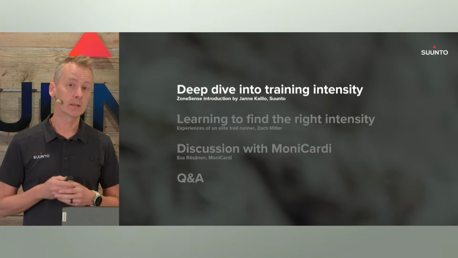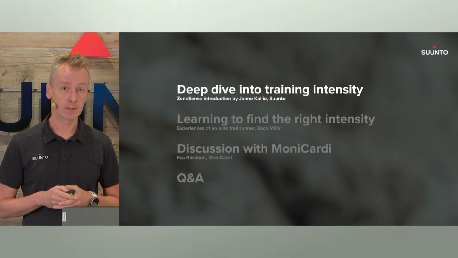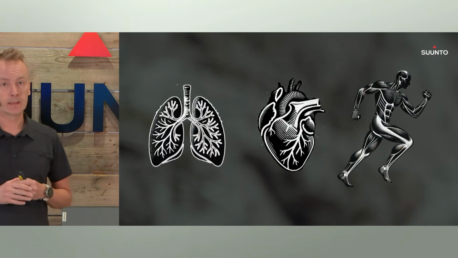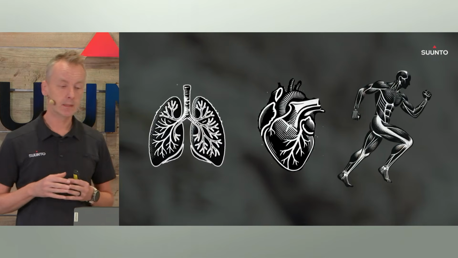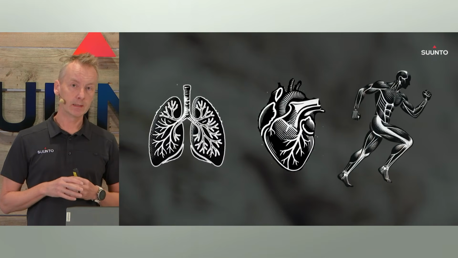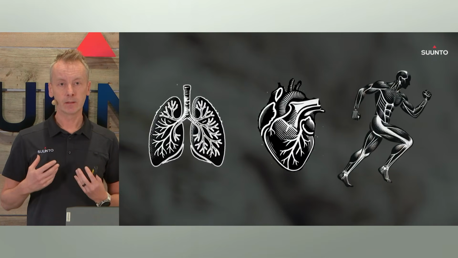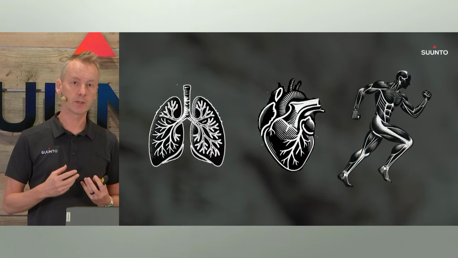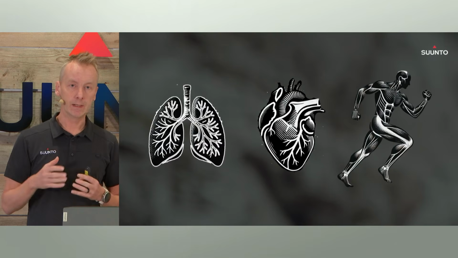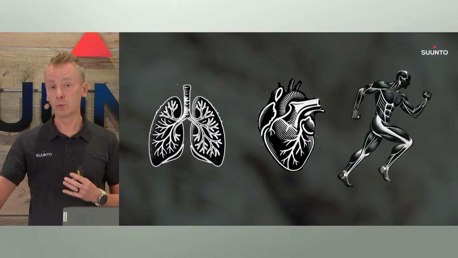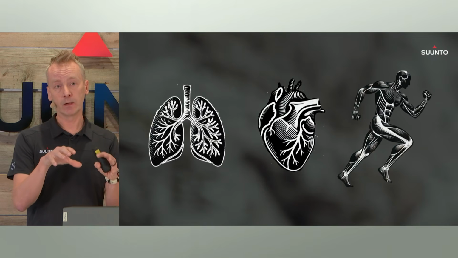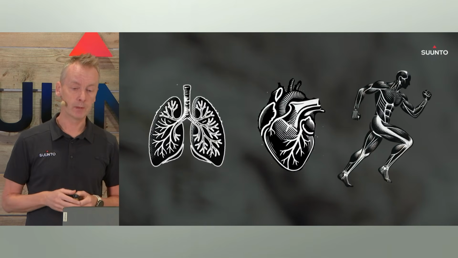What does training intensity mean, and how will ZoneSense help you in your training? So when we think about training intensity in endurance sports, it basically means looking at the metabolic state of the human body during the exercise session. So basically, when you are breathing air through your lungs to your bloodstream, the heart is pumping that blood to your muscles, and energy is transferred into movement. This is the intensity thinking; we are trying to understand what happens in the human body.